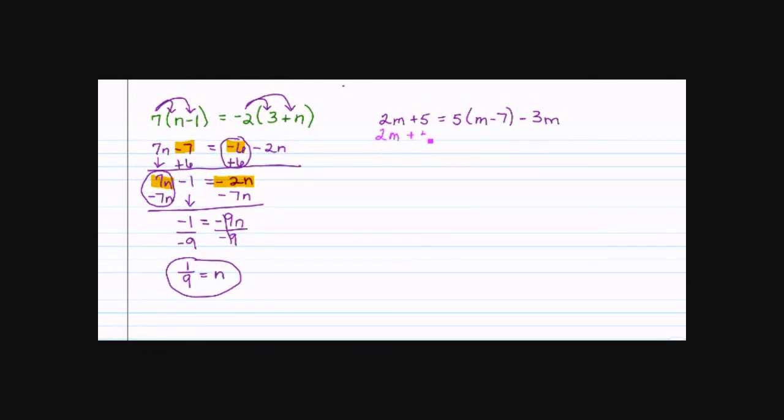2m plus 5 equals 5 times m is 5m. 5 times negative 7 is negative 35 minus 3m. Rewriting it. Okay. Whew, I got a lot of them. I'm going to go ahead and highlight. What do I have? I have my numbers. I always do my numbers first. Positive 5 and a negative 35. Can you take a wild guess at what I'm going to do? Yeah, I'm going to bring the 5 over. So the opposite of positive 5 is a negative 5.